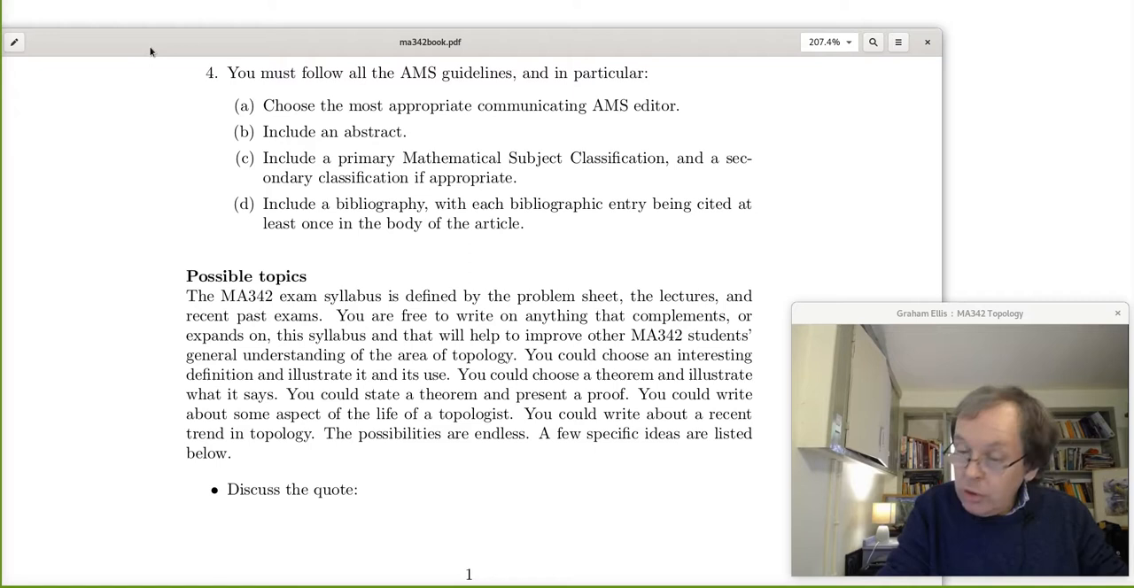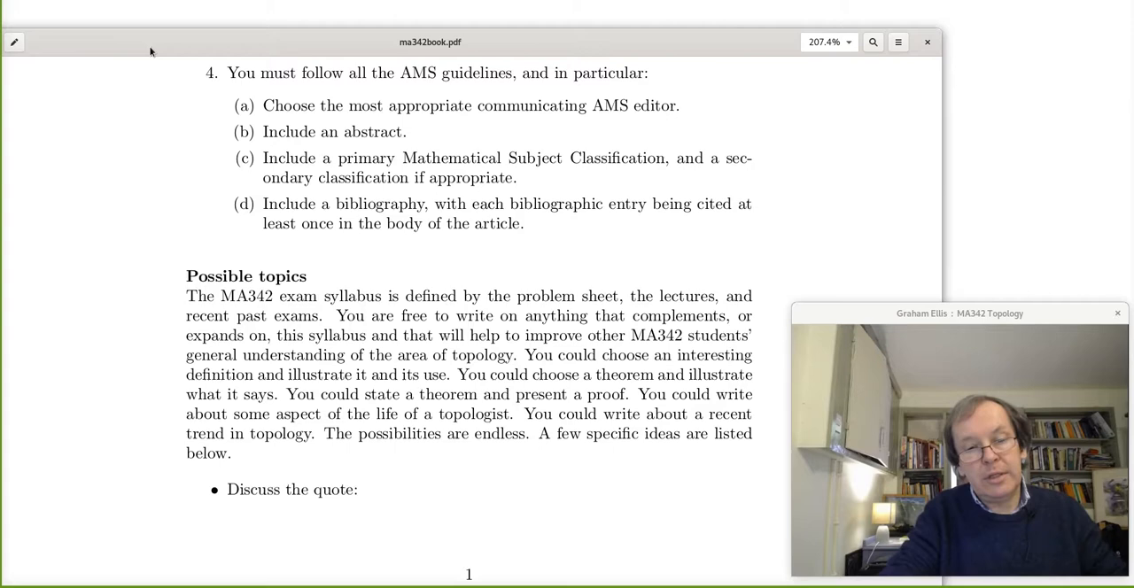You could write about the life of a topologist. You could go online and find there are plenty of famous topologists, plenty of Fields medalists who are topologists, or some important mathematician or a historical figure like Poincaré. You could write about that person's life if that type of article suits you better. You could write about a recent trend in topology. So you could go into MathSciNet and find the latest buzzwords in topology and write about them. And so on. You could write about anything you like which will help your peer group deepen their understanding of topology and which complements the MA342 syllabus.